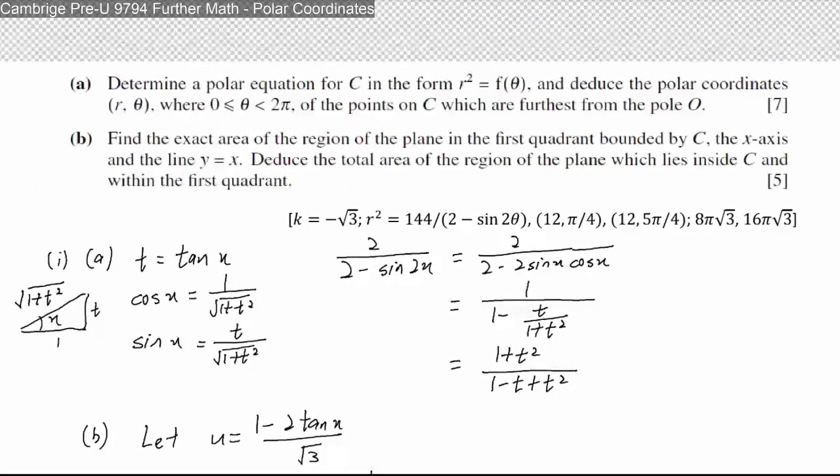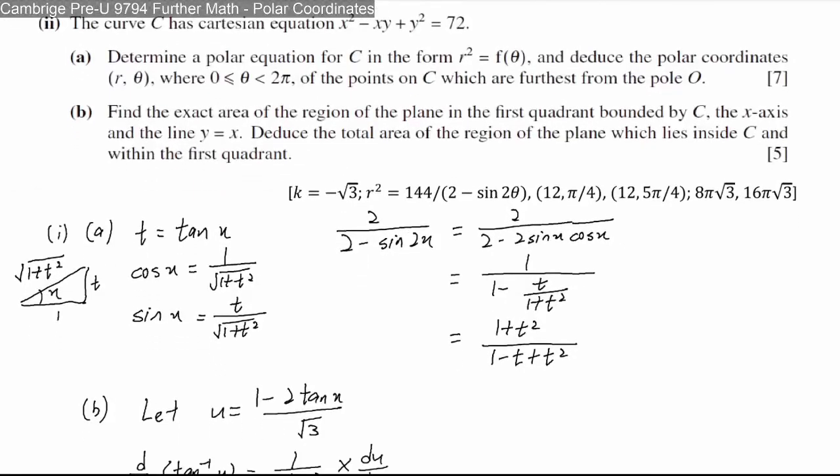Next is to look at the second part of the question. So we have got this curve C has this Cartesian equation. So we need to determine a polar equation in the form of r squared is equal to f theta. So deduce the polar coordinates of the points of C which are furthest from the pole O. Okay, so this is a 7 marks question. So basically it is to work with the Cartesian equation first.